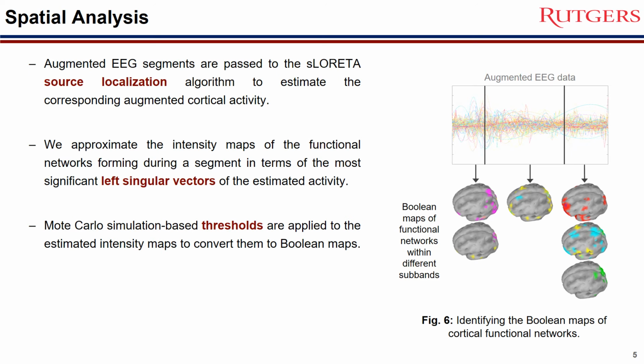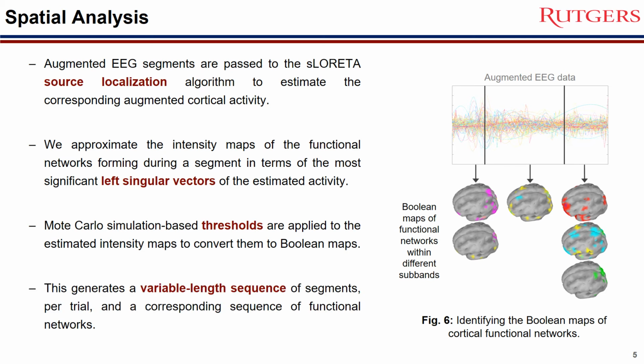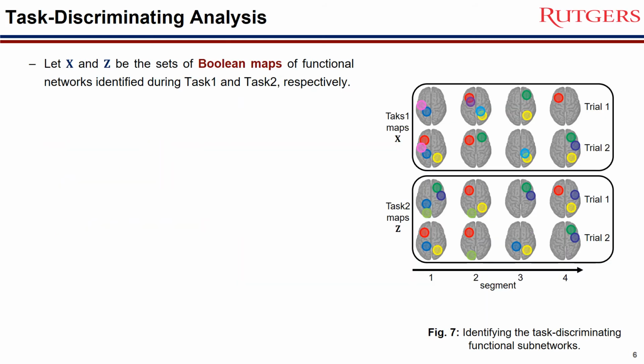Monte Carlo simulation-based thresholds are applied to the estimated intensity maps to convert them to Boolean maps. This generates a variable length sequence of segments per trial and a corresponding sequence of functional networks.